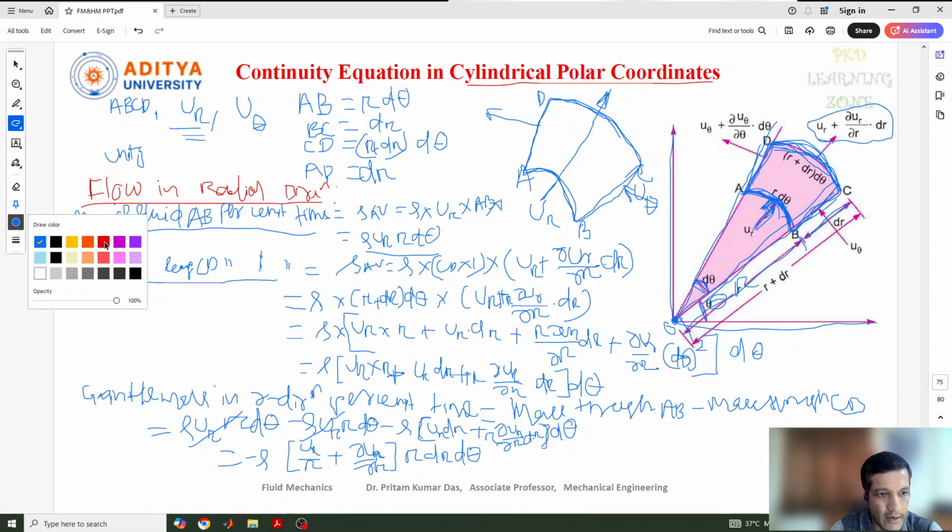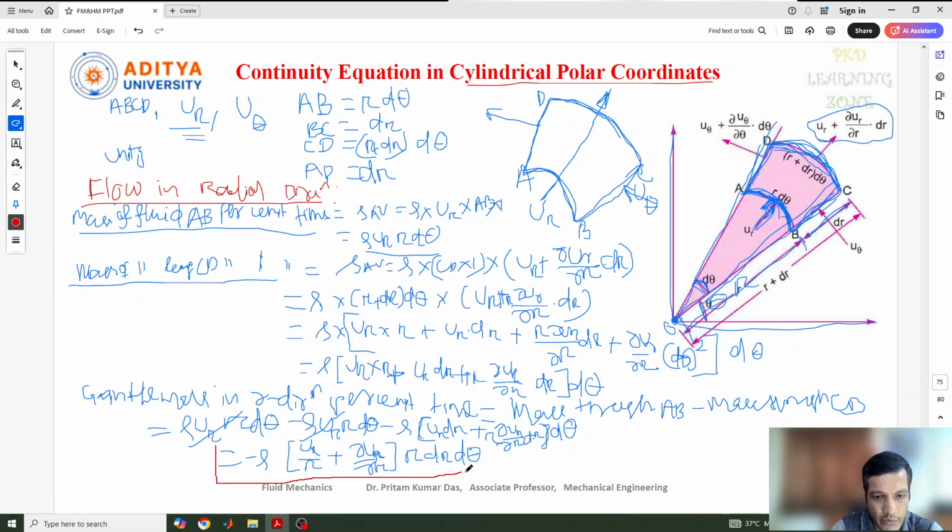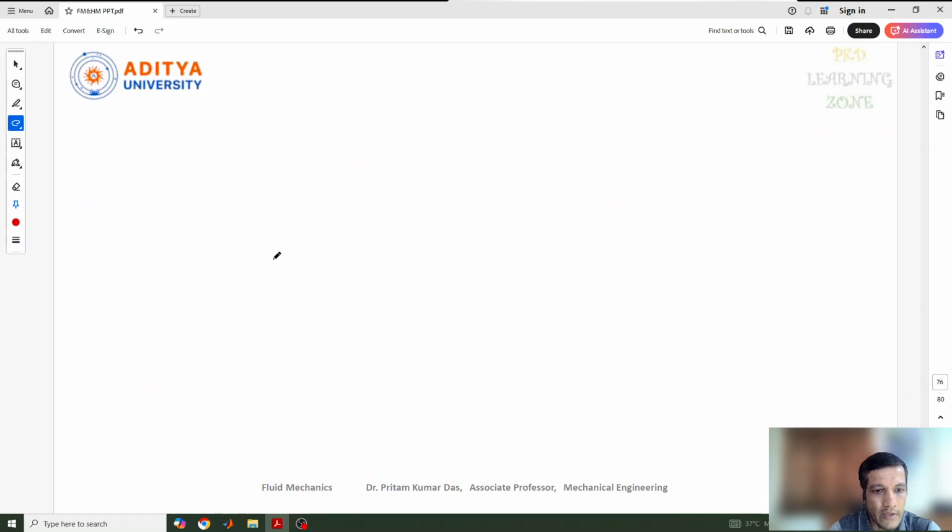I left this equation because it is going to be used in the next case. So this is what we got, the flow in the radial direction, the r direction. Next we need to find out the flow in the theta direction. So the next step is to derive the flow in the theta direction.